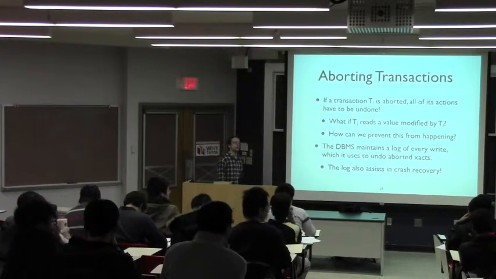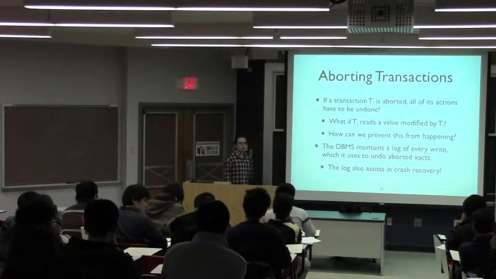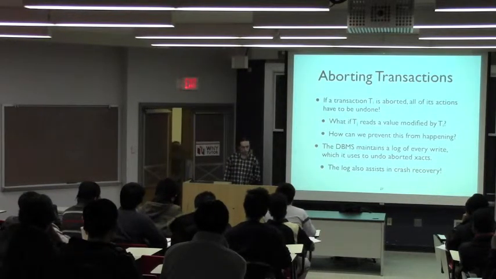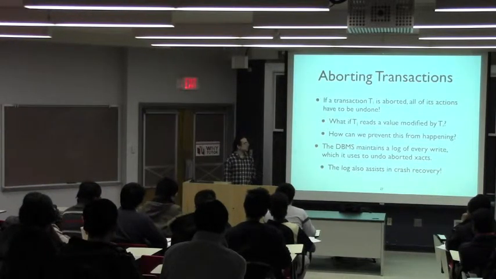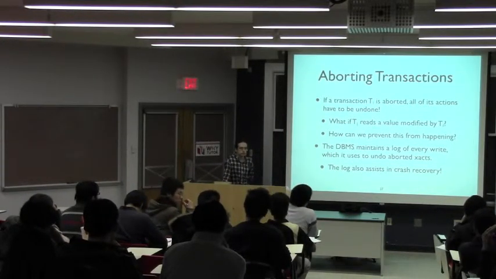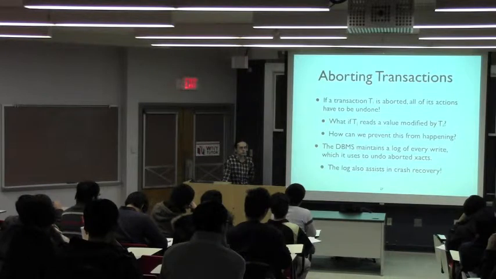Yes? How about keep a log of TI? Okay. And analogically, TJ should be after TI, right? Yeah, sure. So you keep two logs, this is TI, this is TJ. When TI is aborted, you roll back to the state before TI is executed. Okay. And you remove TI and re-execute TJ. Okay.